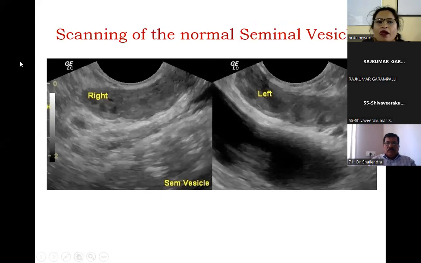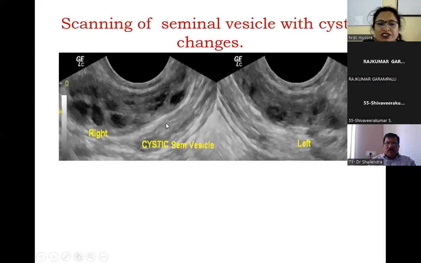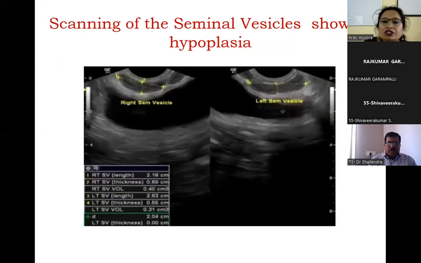Yes, this is the seminal vesicle, and even there is a cyst in the seminal vesicle. All these are cysts in the seminal vesicle. The seminal vesicle, I told you, secretes fructose, which is very important for the survival of the spermatozoa and also the motility of the spermatozoa.